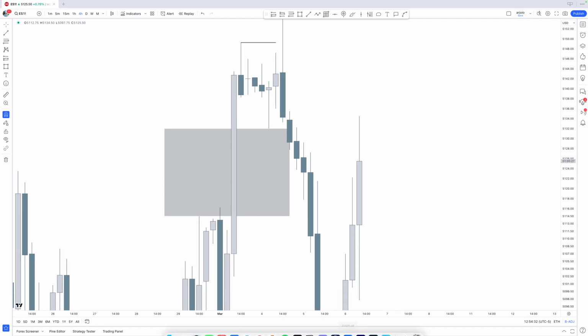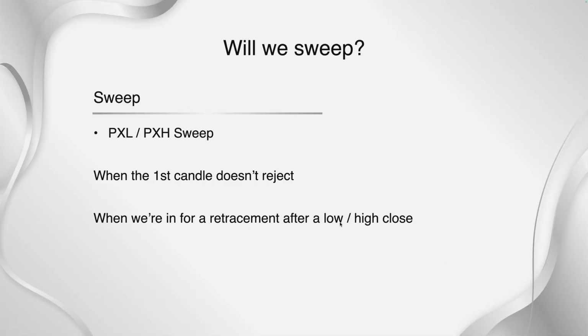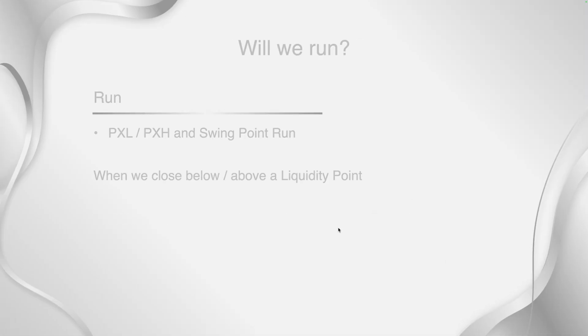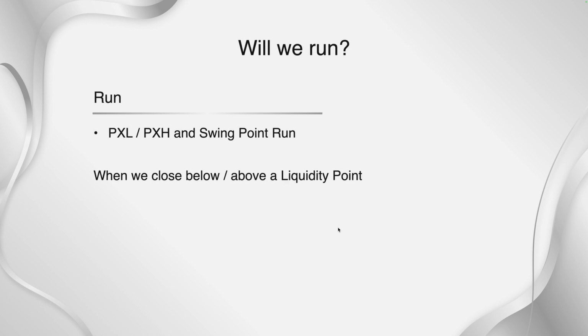Then after that, we need to understand as well the opposite of a sweep. And what is the opposite of a sweep? It's a run on liquidity. So will we run? A run right here. A previous X low, previous X high, previous candle low, previous candle high again, and swing point run. So again, we're talking about liquidity when we are sweeping or running something. Now, when we close below or above a liquidity point, then we can talk about a run on liquidity.